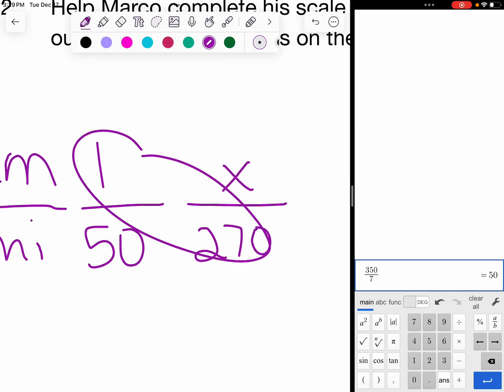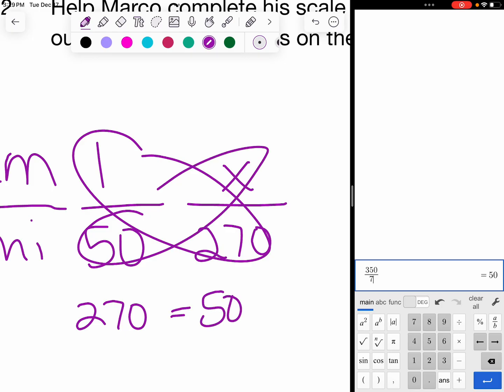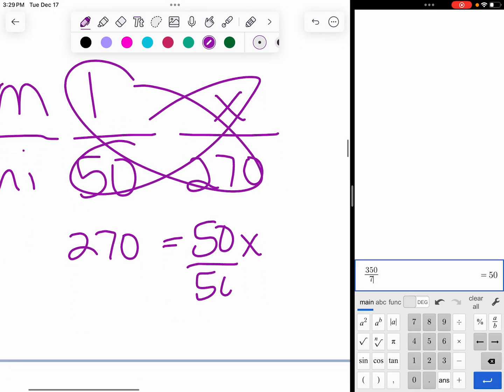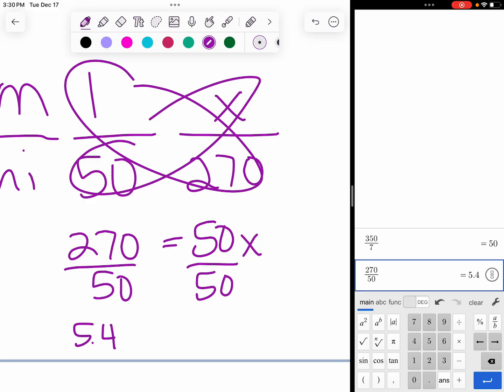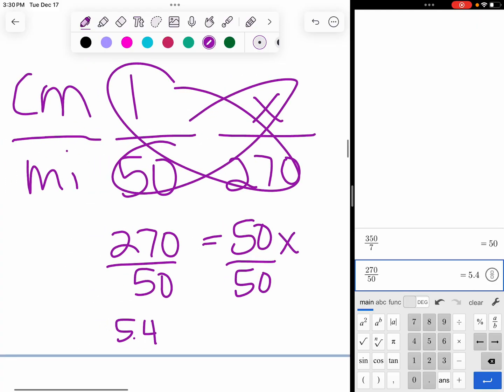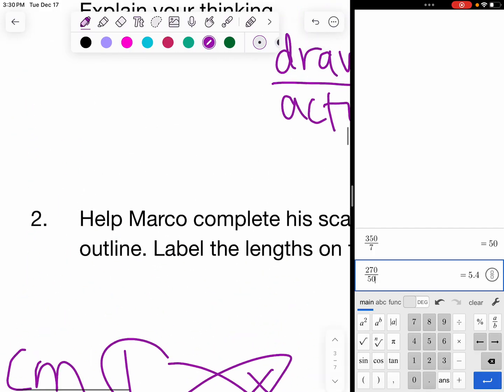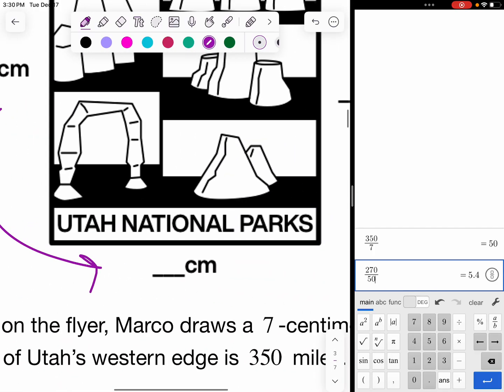1 times 270 is 270. 50 times X is 50X. We divide both sides by 50. 270 divided by 50 gives us 5.4 centimeters for our bottom. Right here, this is 5.4.